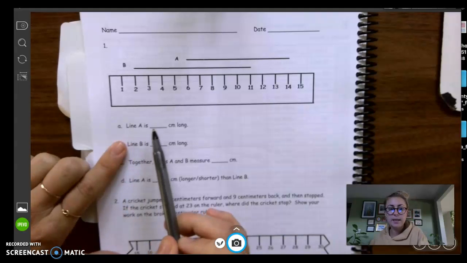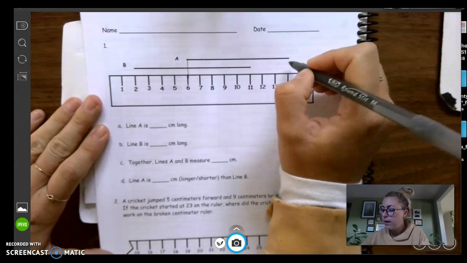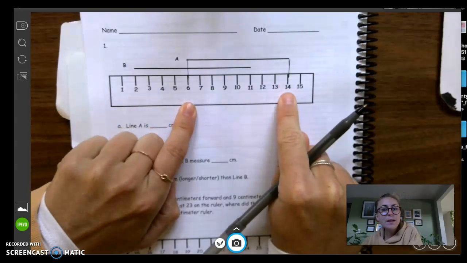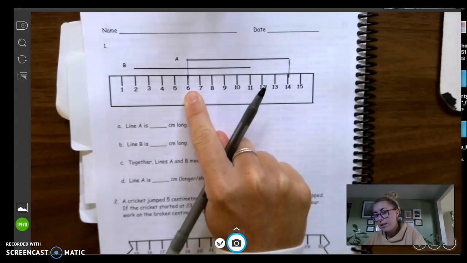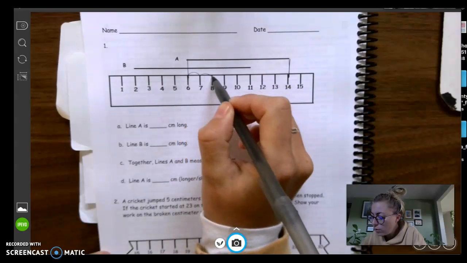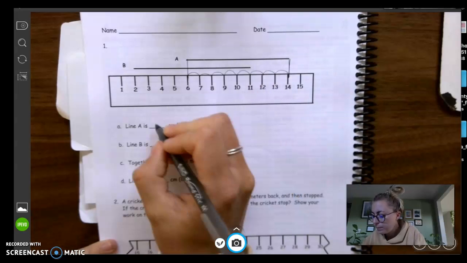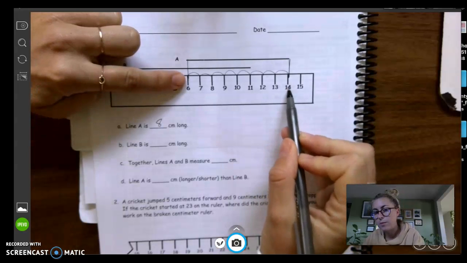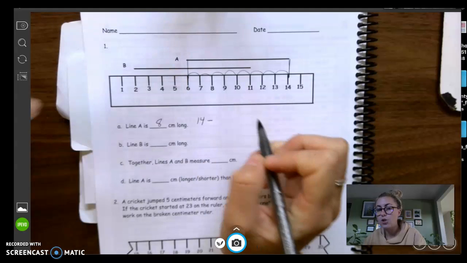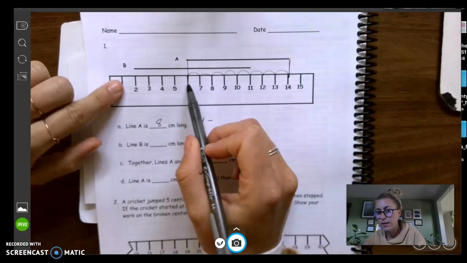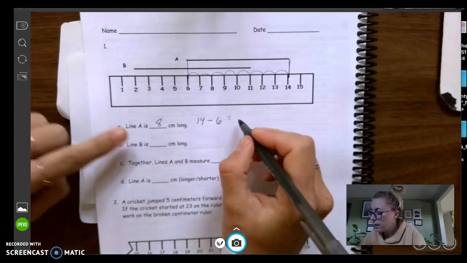So it says line A is blank centimeters long. On your computer, you can see that line A starts here and ends here. But that doesn't mean that it's 14 centimeters long because it starts here. So you can either count the centimeters long it is, 1, 2, 3, 4, 5, 6, 7, 8, or you can do a subtraction problem. So 14 is our big whole. You can take away what you already have, right? So you take away this 6 because that's not a part of ours, and then you get 8.